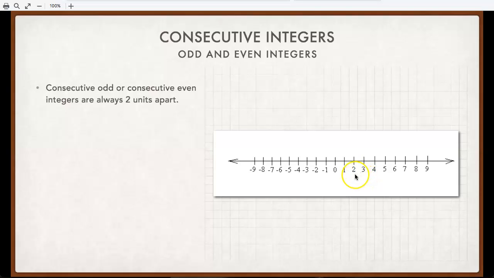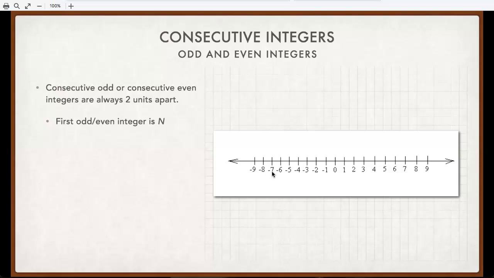And the same thing if we have even integers starting with 2, we go up 2 units to 4, 2 more units to 6, and so on. This goes for negative units also. We can start at -9. The next consecutive odd integer will be -7, which is 2 units greater.